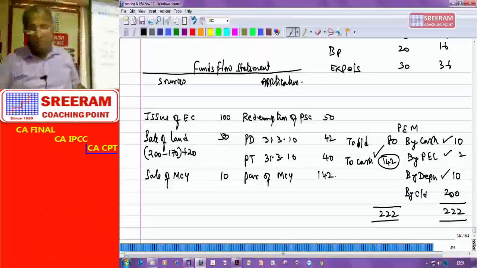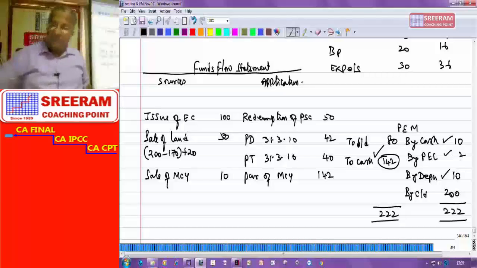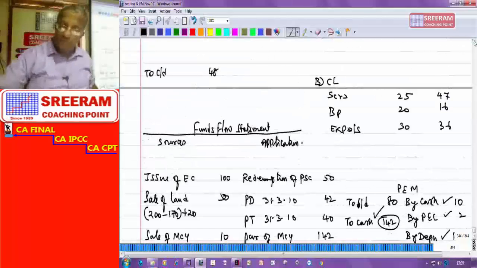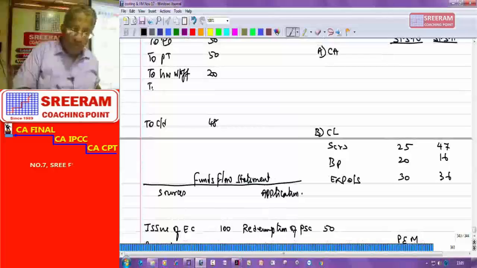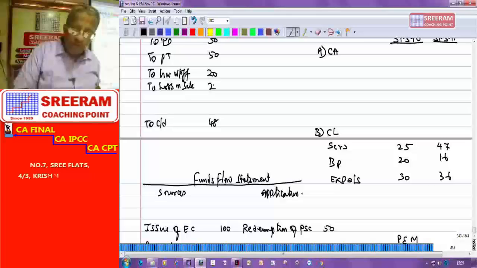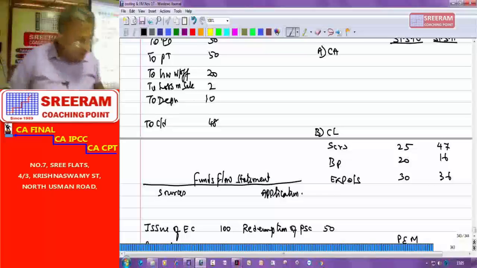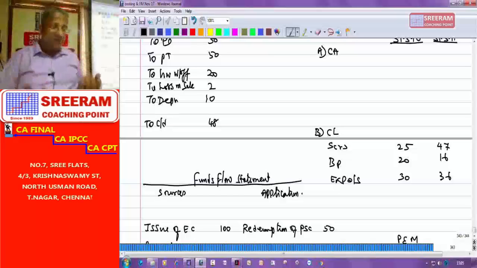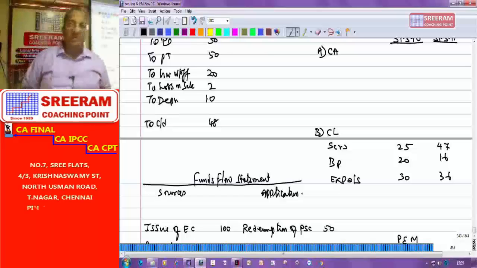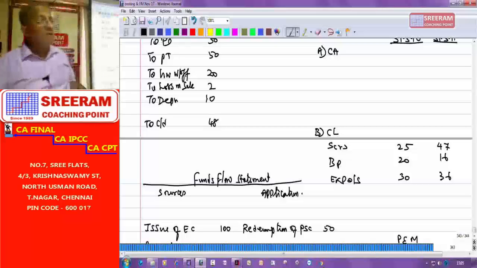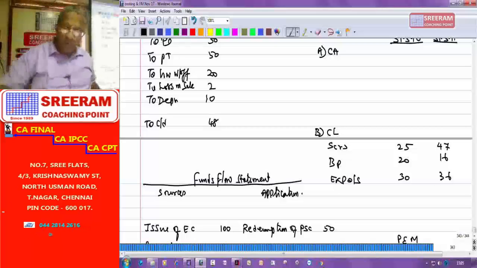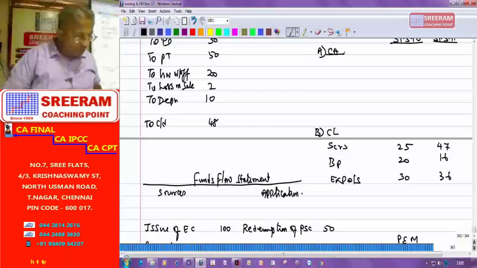142. These 2 items will affect adjusted P&L account. 2. Loss on sale. How much? 2. 2 depreciation 10. Very nice. You people follow nicely. Then plant. Then investments. I would like to deal with investments a little later with more focus. Therefore, I would like to take up remaining items into statement of changes in working capital.